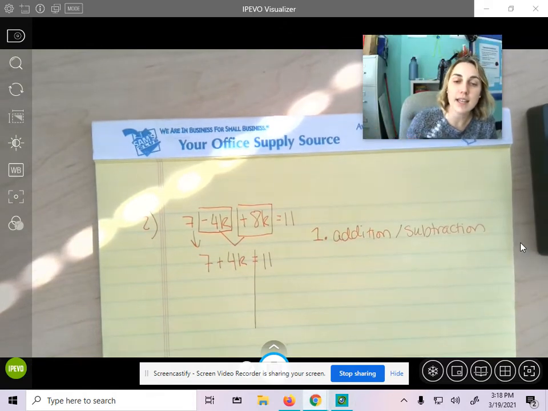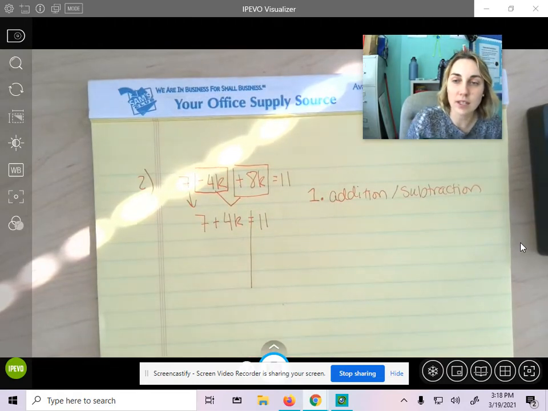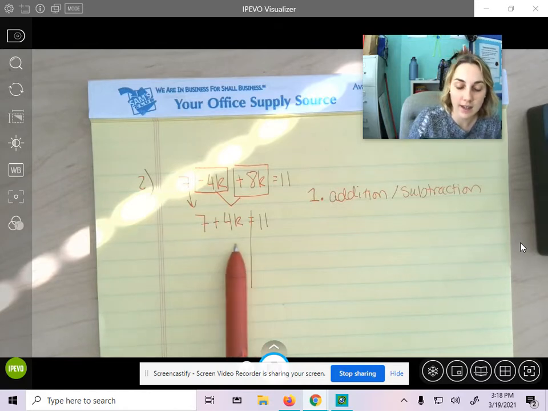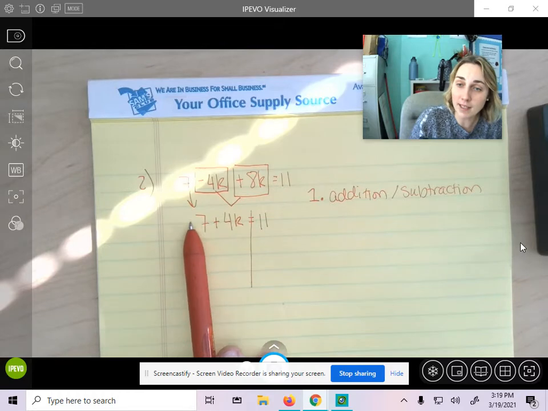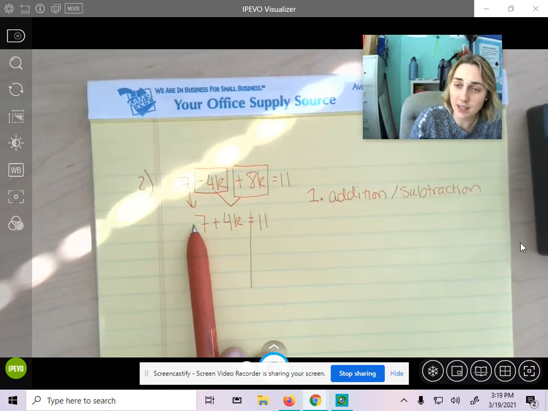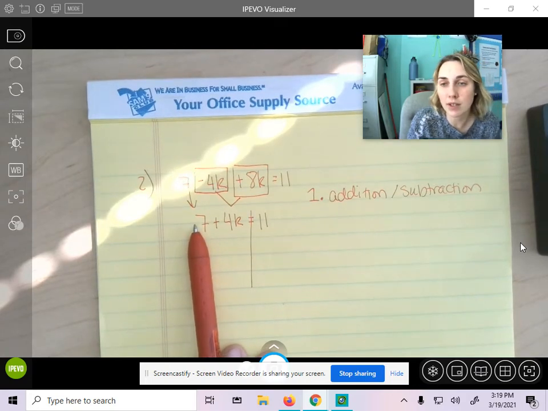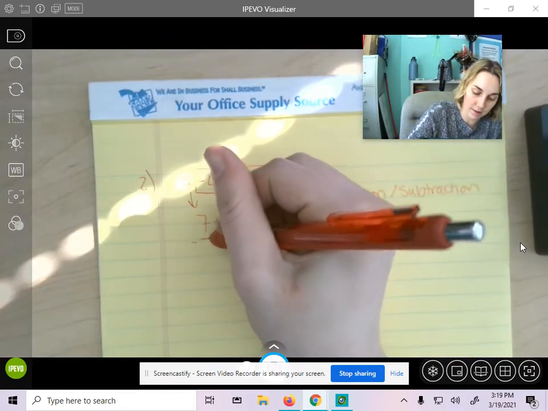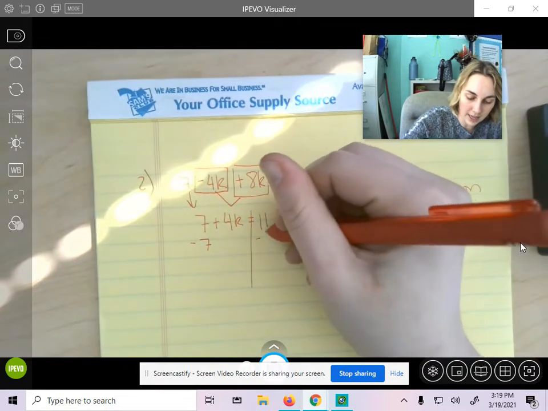The constant is going to be the number that's not directly next to the letter. It's the number that you can get rid of using addition or subtraction. In this case, it's going to be 7. This is a positive 7 because we're taking the operation in front of it. So to get rid of it, we have to do the opposite of a positive 7. Well, the opposite of a positive 7 is a negative 7. And if we do that on one side, we have to do that on the other side as well.